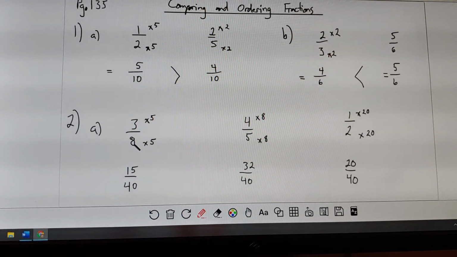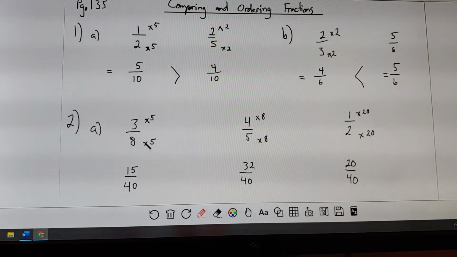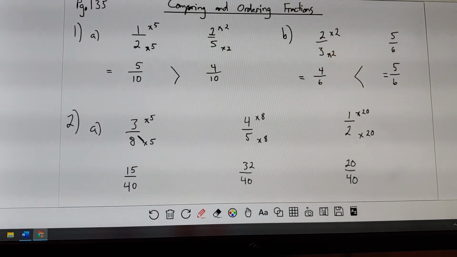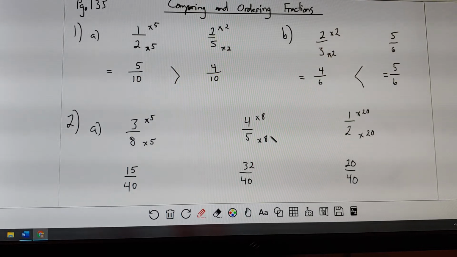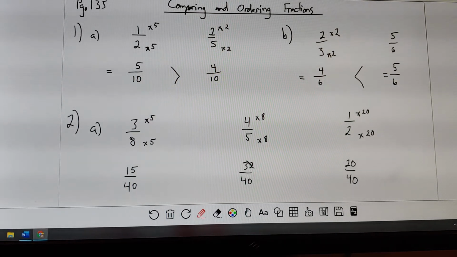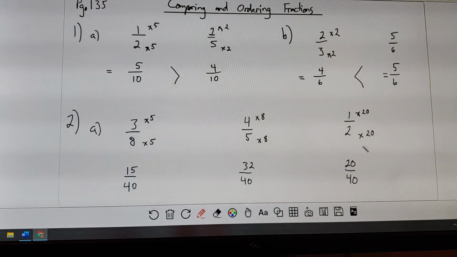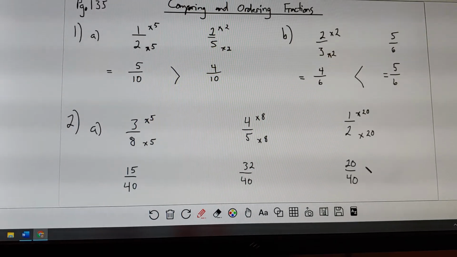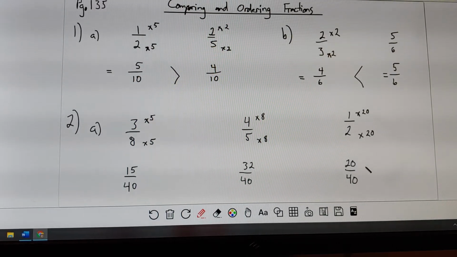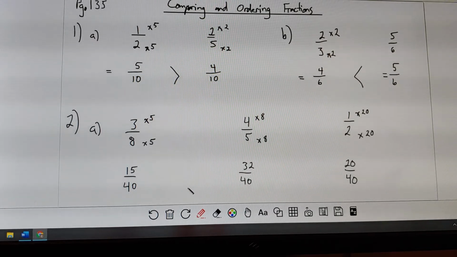Then I said, okay, what did I have to do to 8 to make it 40? Oh, well, I multiplied by 5 over here. So then I'm doing the same here. 3 times 5, 15. What did I do to 5 to make it 40? Well, I multiplied by 8. 4 multiplied by 8, 32. What do I have to do to 2 to make it 40? Well, 2 times 2 would be 4, so 2 times 20 is 40. Do the same to the numerator, and I get 20 over 40. Now that they're all fractions over 40, it's really easy to order them from least to greatest.